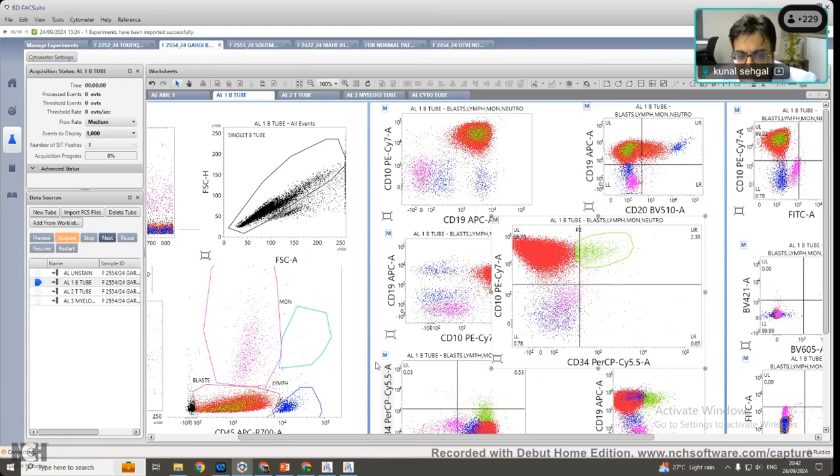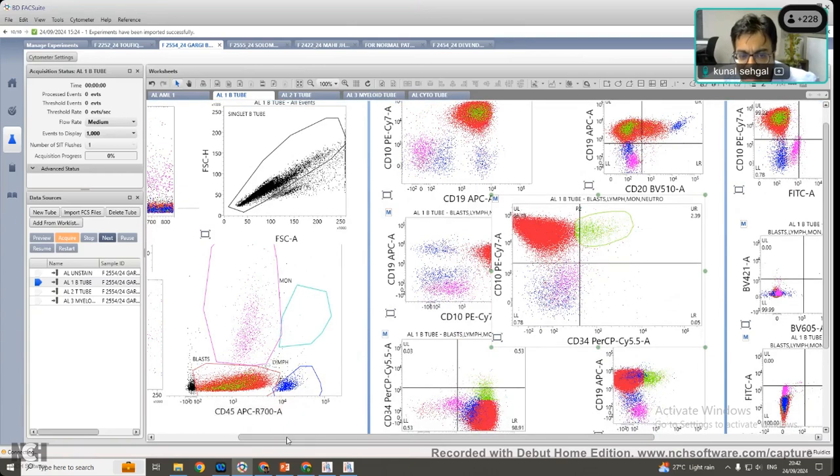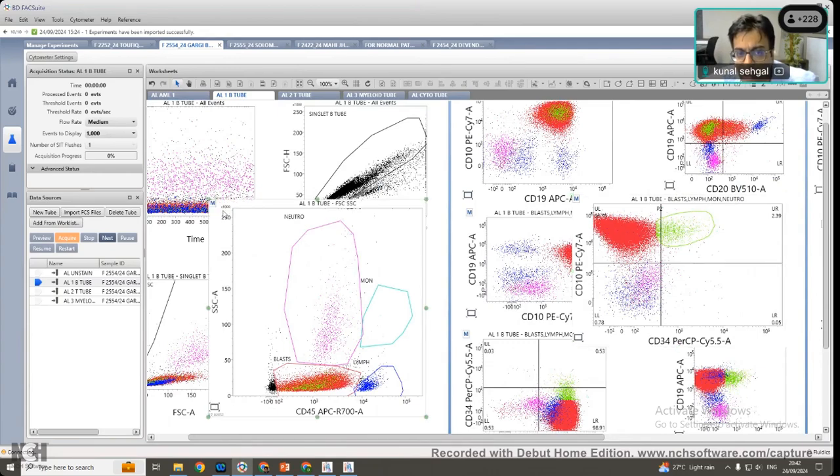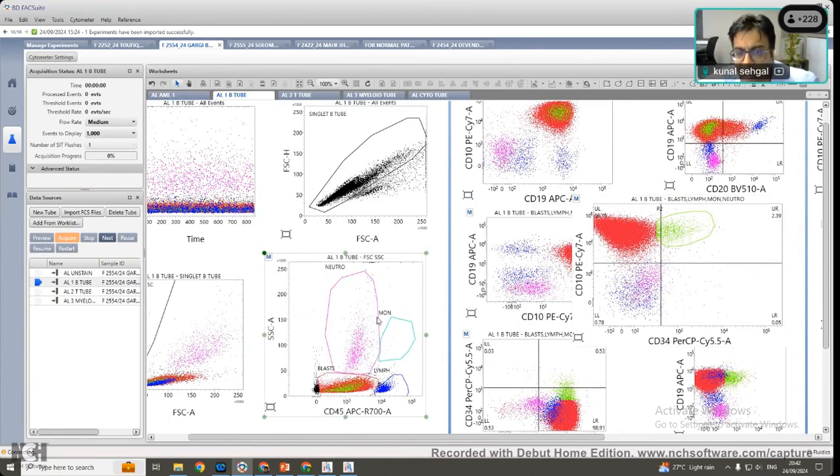But this location on the CD45 is very important. Now, if CD45 is bright over here, then I'll be worried whether this is a mature cell origin lymphoma, or if CD45 is dim to negative like this, I am more worried about a blastic malignancy like a leukemia. Any questions on this, students?